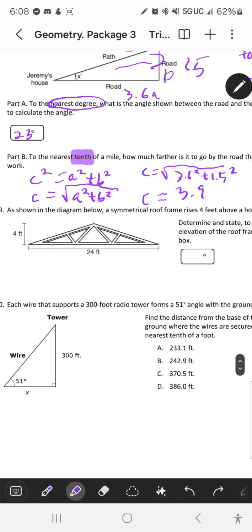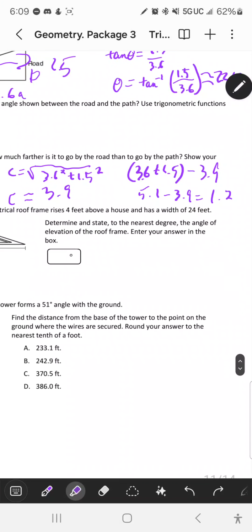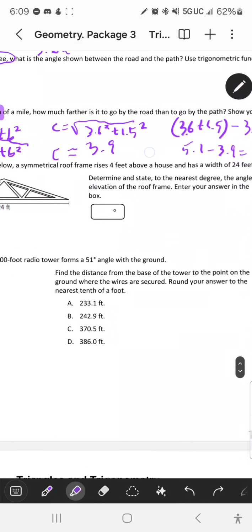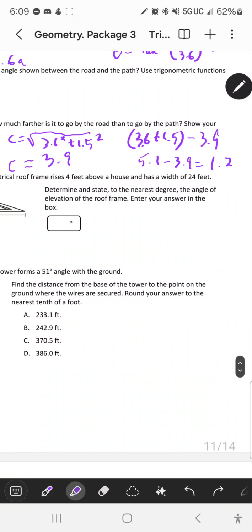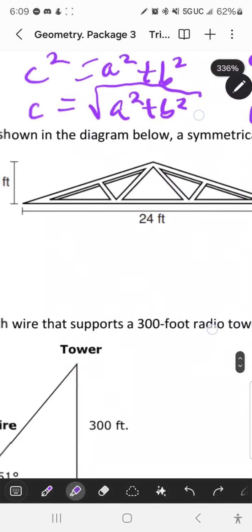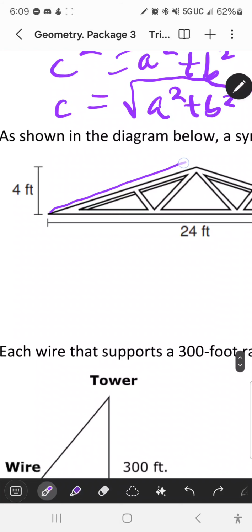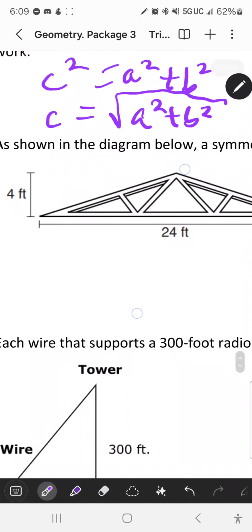Showing there and below, a symmetrical roof frame rises 4 feet above the house and has a width of 24 feet. Demonstrate and state to the nearest degree the angle of elevation of the roof frame. Enter your answer in the box. So the angle of elevation, this is going up here. So the angle of elevation is just this angle.